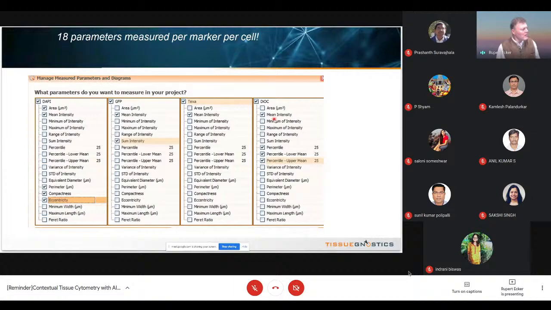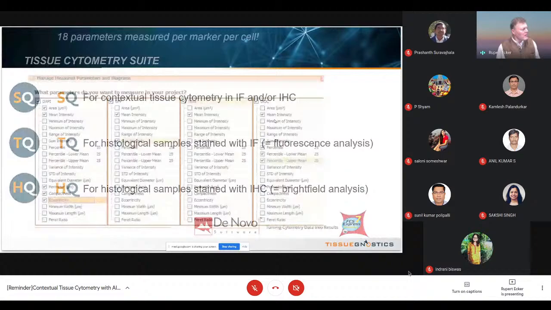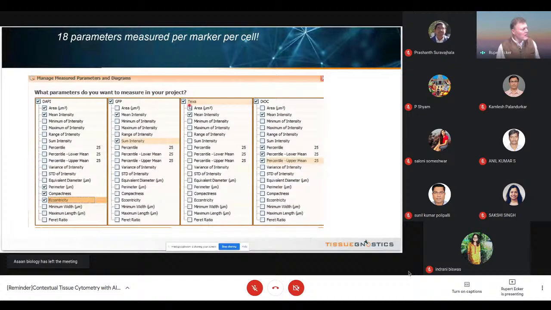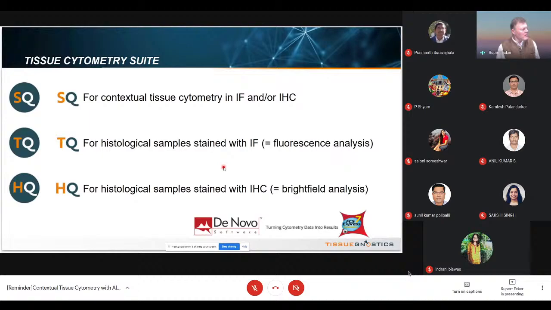Here you see that up to 20 parameters are available per marker. There are intensity-related or shape-related parameters. The analysis options that are available are called HistoQuest, which is a single-cell analysis in histological samples, TissueQuest, single-cell analysis in fluorescence, and our high-end solution for contextual tissue cytometry is called StrataQuest.